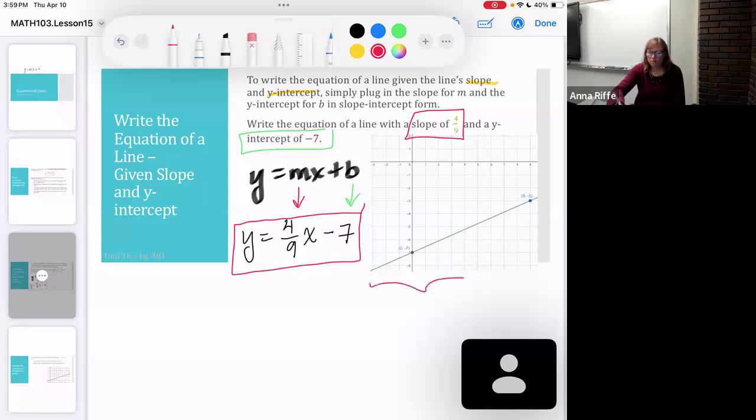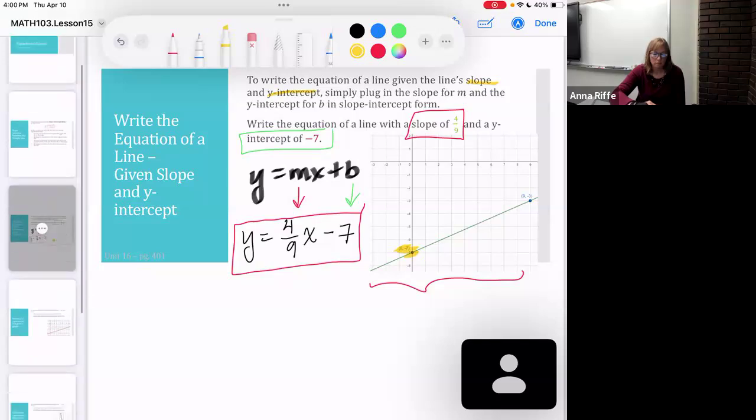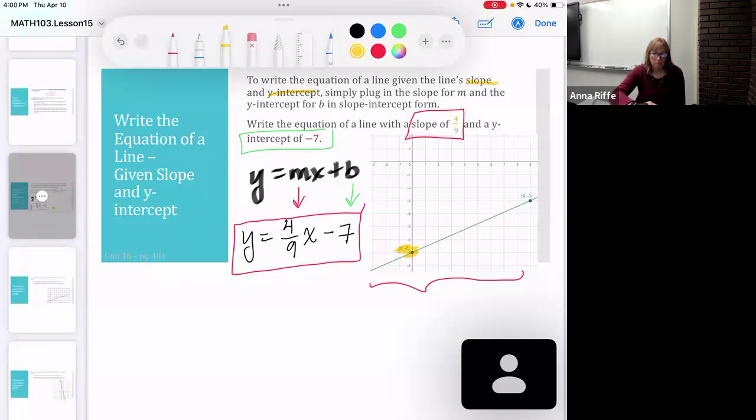This is the graph. We just showed how you can graph a linear equation given the slope and the y-intercept. This one has a y-intercept of -7, so it crosses the y-axis at -7. And it has a rise of 4 and a run of 9 when it comes to the slope.